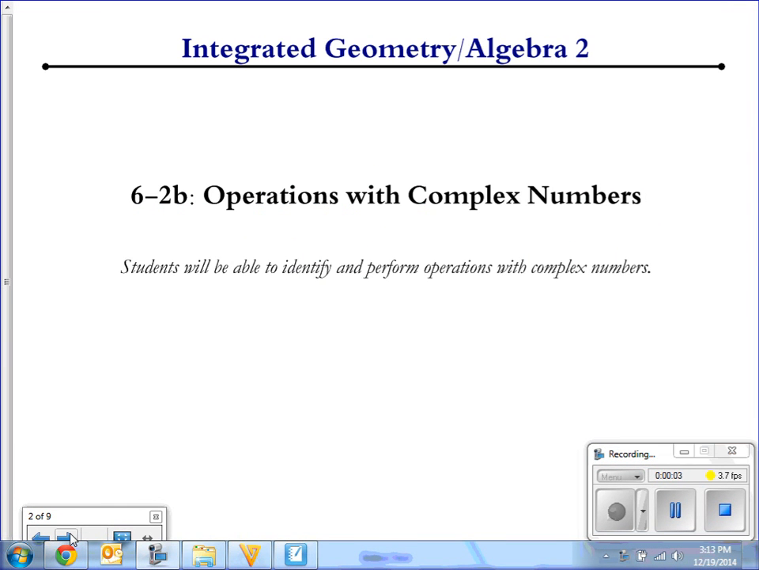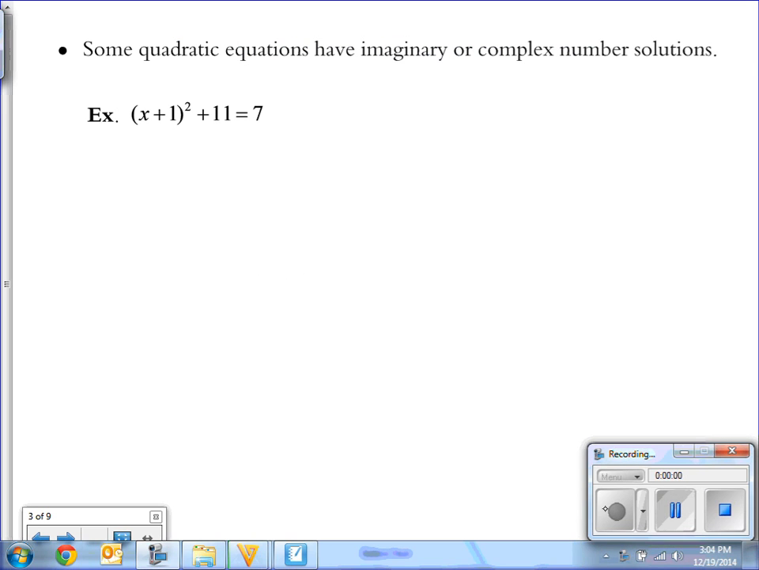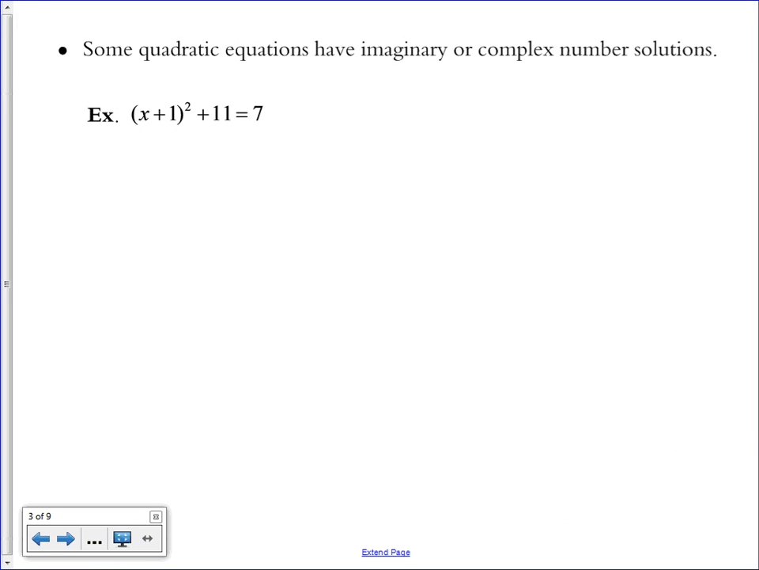This video is about operations with complex numbers. So as you may already know, some quadratic equations have imaginary, also known as complex, number solutions, which means at some point in the problem you're taking the square root of a negative number, because that's what imaginary means.